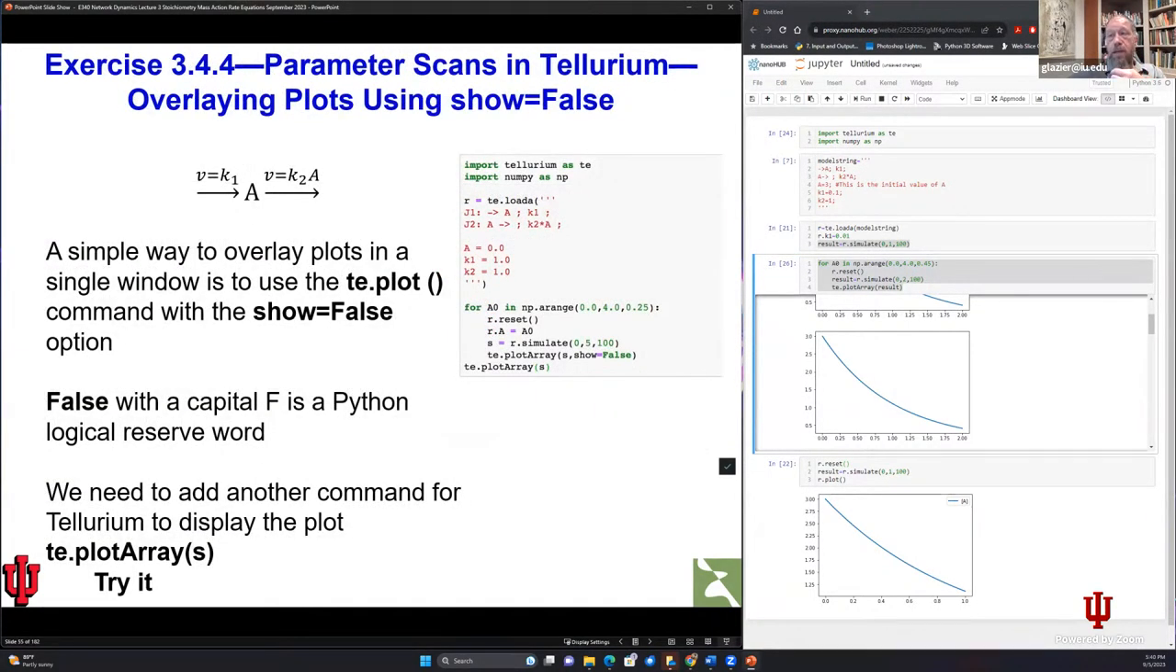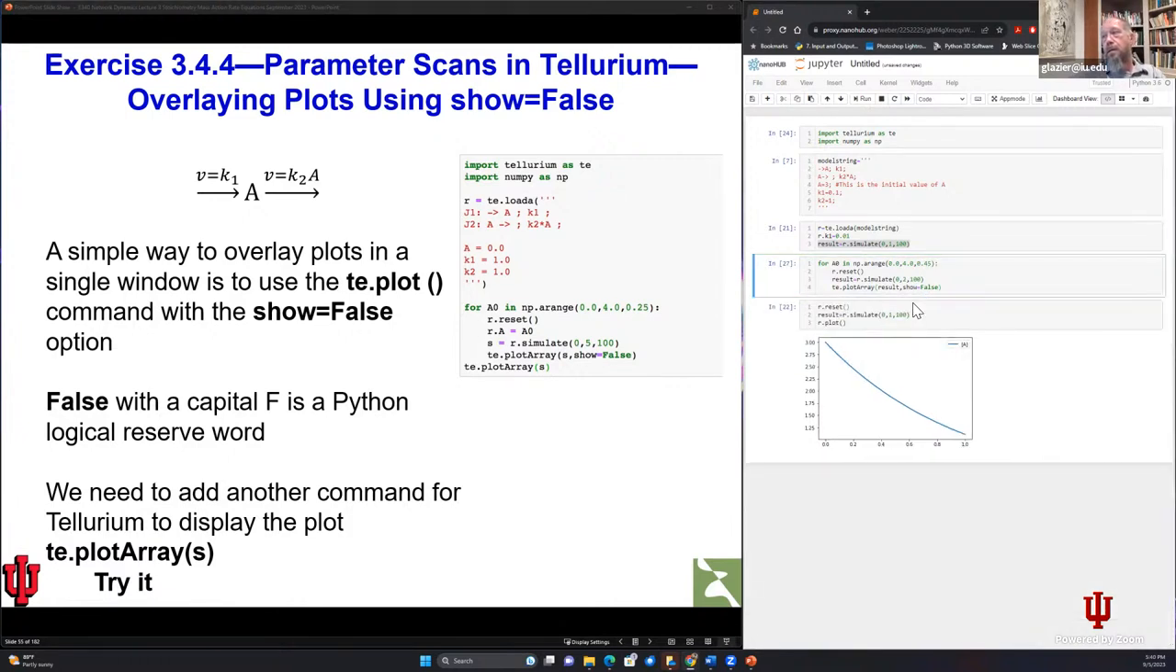But there is a command now, show=False. And that forces the plots to lie on top of each other. And so now when I do my plot, I'll do show=False. And we have to remember logicals in Python: False and True with a capital first letter. And why doesn't it do anything? Why doesn't it display anything?